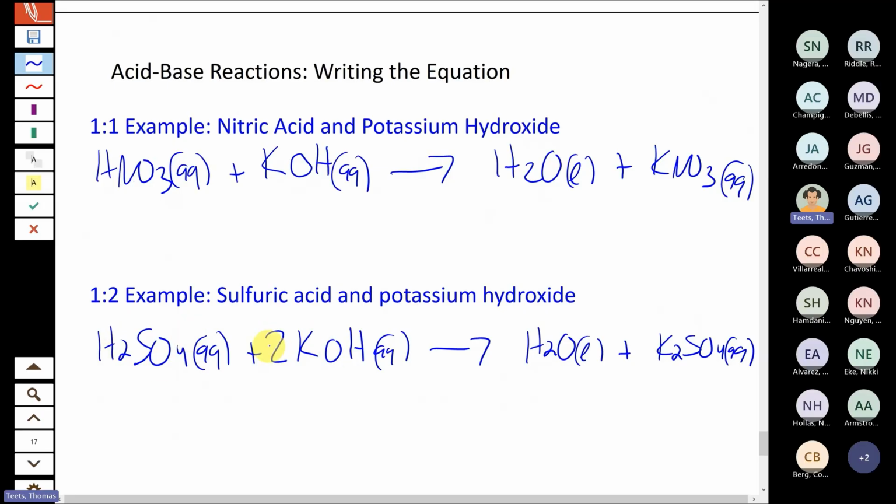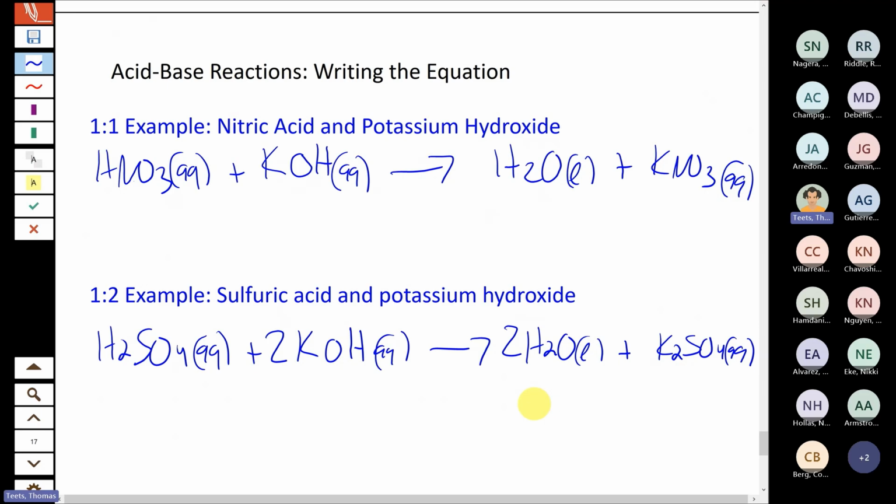If we have 2 H pluses and 2 OH minuses, that forms 2 waters. And then we don't need a coefficient here because everything's already balanced. Two potassiums in that product, 1 sulfate, 1 sulfate. But we do need coefficients of 2 in front of KOH and in front of water to balance this out. So any questions on that?